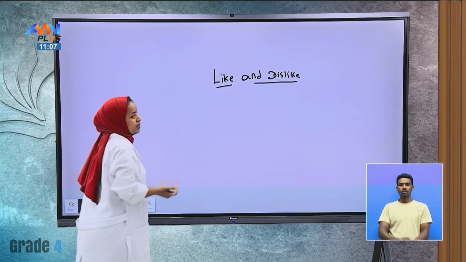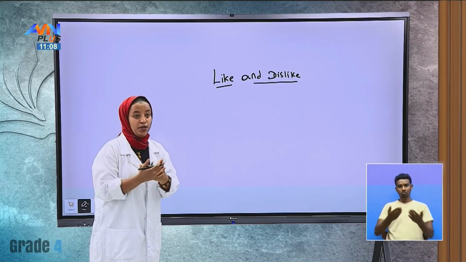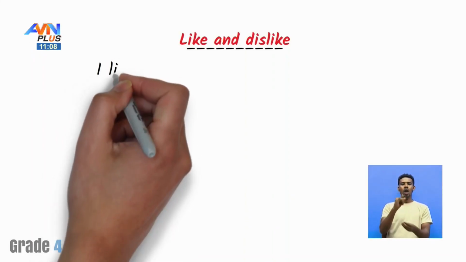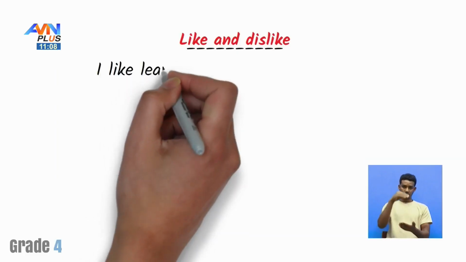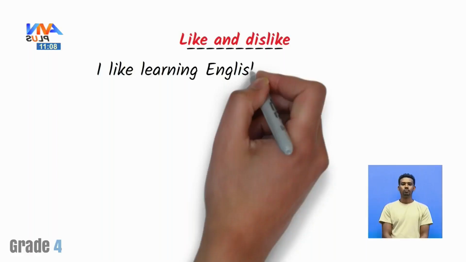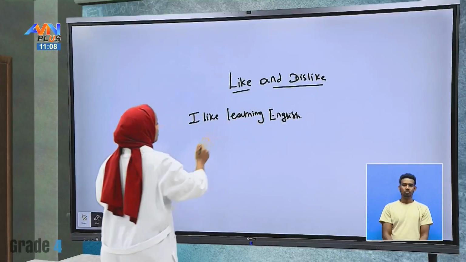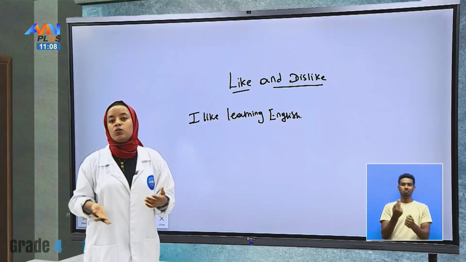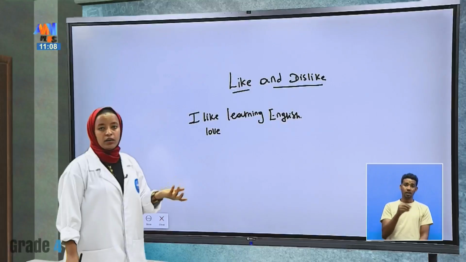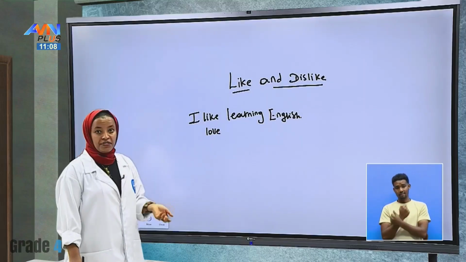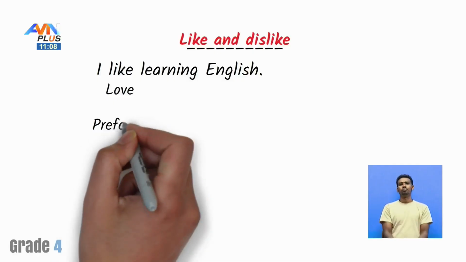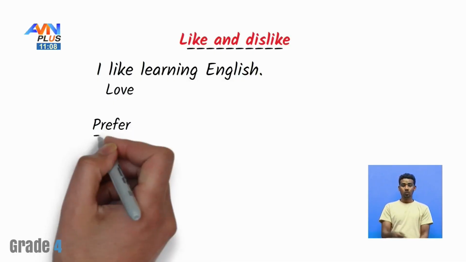When we come to like, this is the preference, and this is the positive form. For example, I like learning English. Here, you can even use some words with like, such as love. And also you can say, I love, I like. And the next word is called prefer.